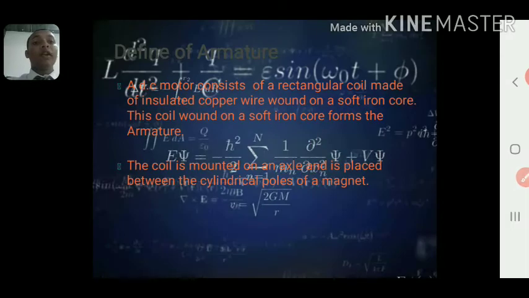Now the definition of armature. We can see a DC motor consists of a rectangular coil made up of insulated copper wire wound on a soft iron core. This coil wound on the soft iron core forms the armature. The coil is mounted on the axle and is placed between the cylindrical poles of the magnet.